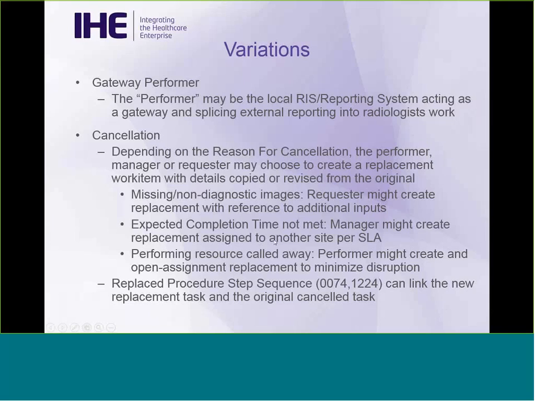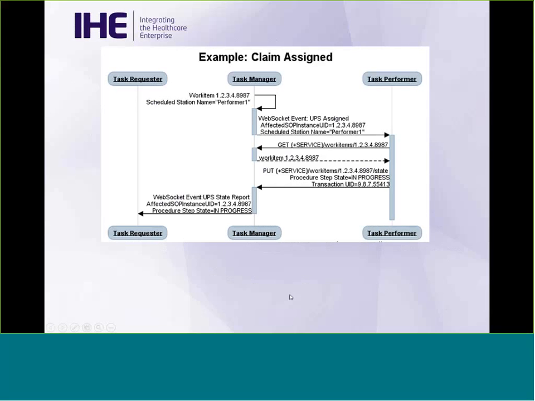The expected completion time was not met. The manager, for example, might decide based on their service level agreement that they've claimed it, but they haven't completed the work, and so it cancels it and creates a replacement work item assigned to another site. Or if the performing resource is called away, the performer itself might create an open assignment replacement. It's already claimed the work item, so it cancels out saying I wasn't able to finish the work and creates a replacement for someone else to pick up. And there are linkage attributes. So these are the last two slides.